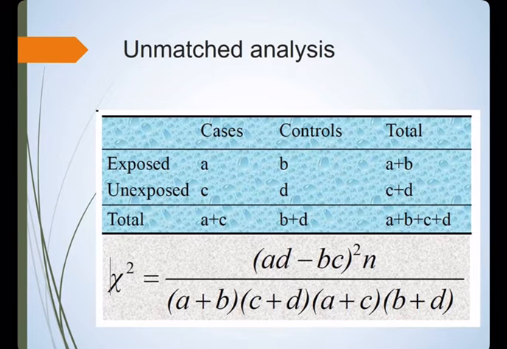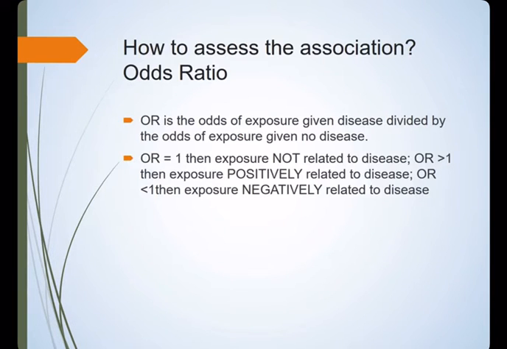And this is a kind of sorting of the data using the unmatched analysis, which is an unmatched case control study. And in this kind of study, we will use the chi-square test to test whether the exposure is different between the cases and controls. After we test the difference between the proportion of the exposure among the cases and controls, we know that they are different from each other.